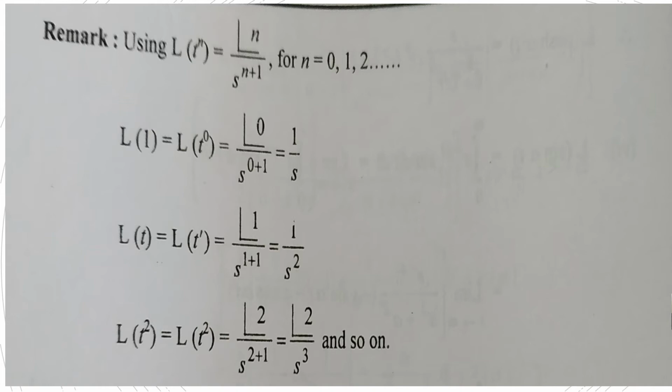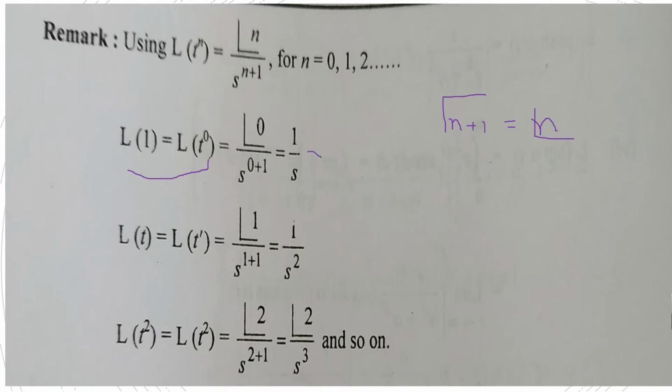If n is an integer, the gamma function is converted into n factorial, because gamma of n plus 1 is equal to n factorial if n is an integer. So here we have used that for Laplace of 1. If we want to find Laplace of 1, take n equal to 0 here. So it will be 0 factorial over s raised to power 1.